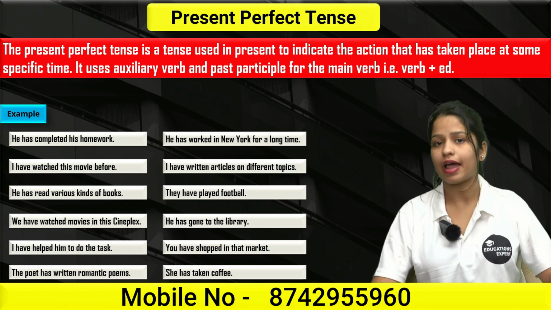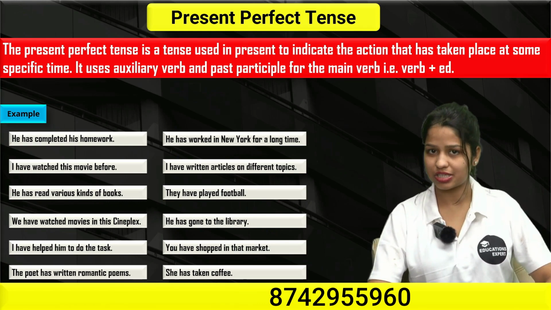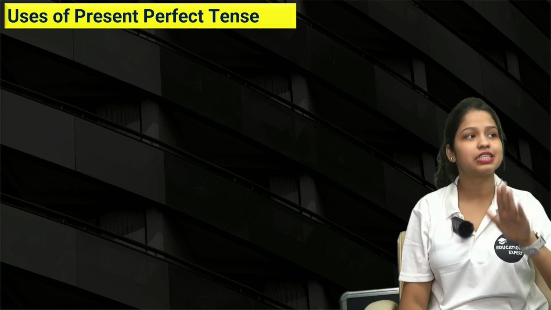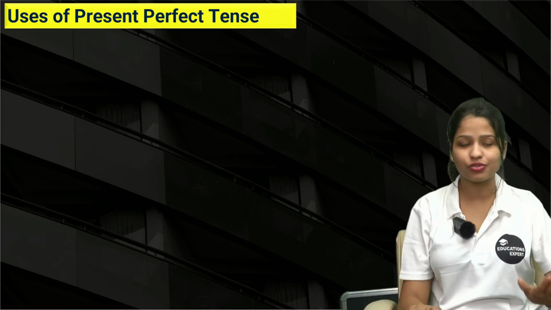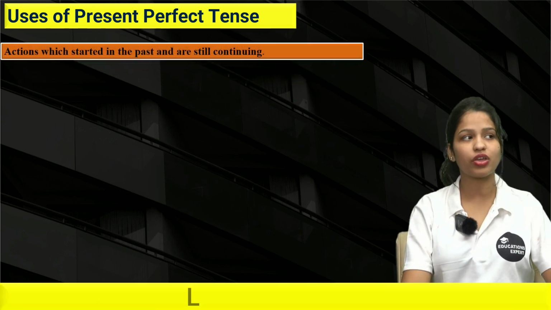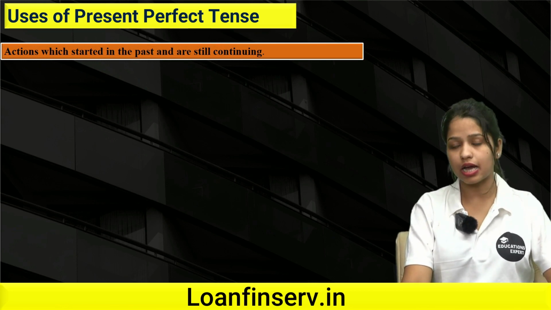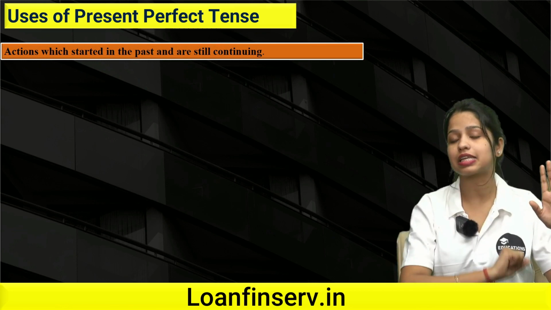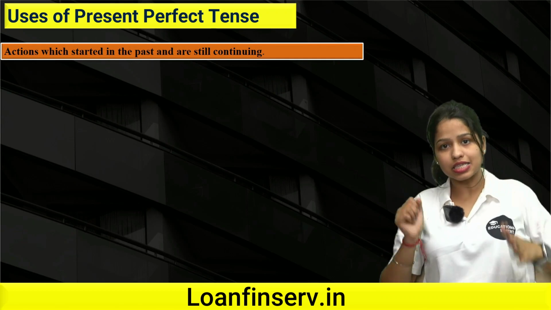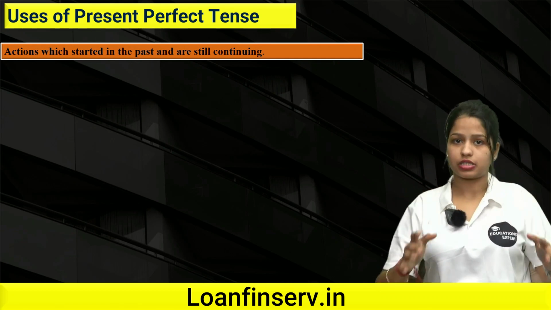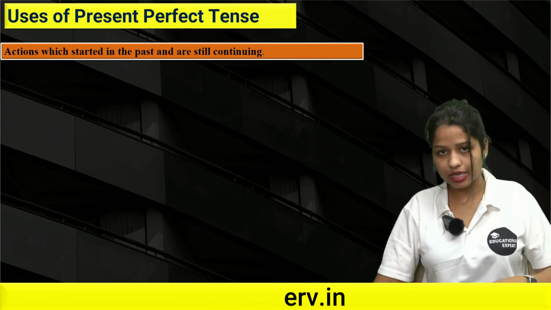Now let's move forward and understand the uses of present perfect. All right, now let's get started understanding what the uses of present perfect tense are. The first one is an action which started in the past and is still continuing. At this time we use present perfect tense, if the action has started in the past.